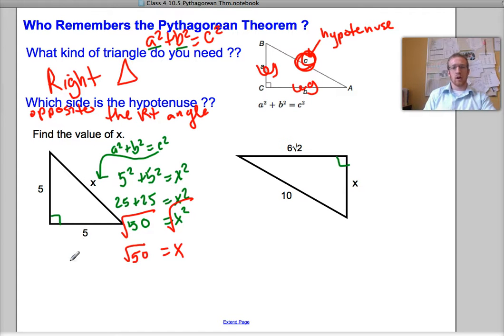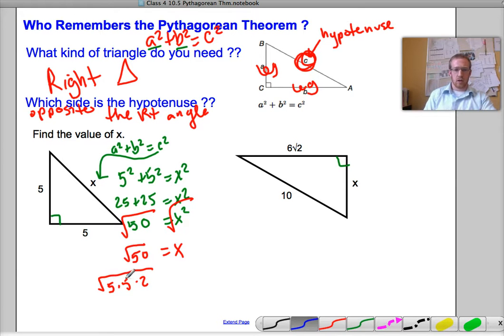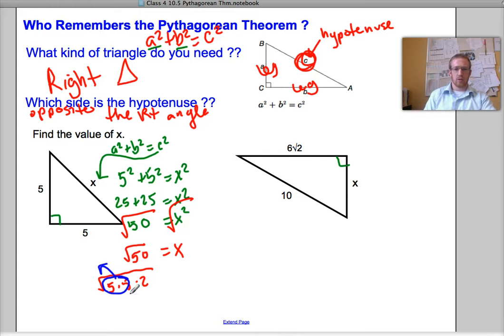Now, based on our prior lessons, if you don't remember how to do this, go back to lesson 1 on simplifying radicals. 50 is equivalent to 5 times 5 times 2. So to simplify that, we take every pair, and for every pair there's 1 on the outside, and we get 5 root 2 equals x. Now, I got the 5 times 5 times 2 by doing the prime factor tree of 50, which you should look at class 1 if you don't recall how to do that.